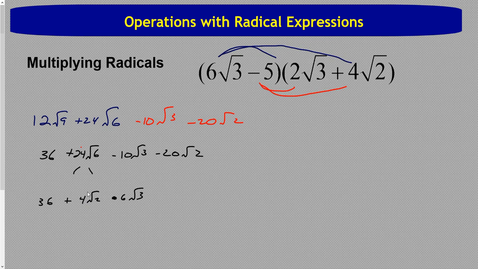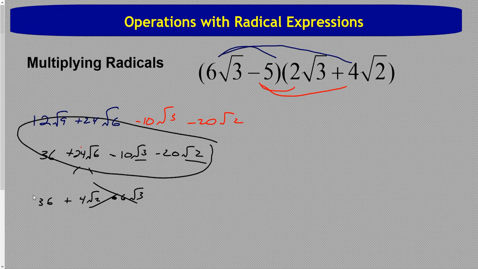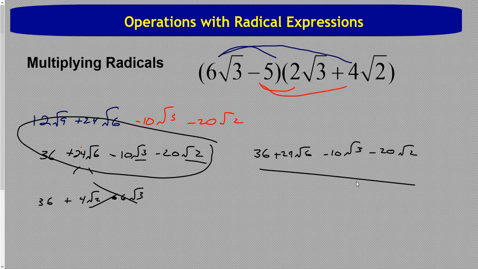And the square root of 6 could be factored as square root of 2 and square root of 3, which seems helpful because I've got square roots of 2's and square roots of 3's. But remember, we're adding and subtracting. This is multiplication. That doesn't actually help, right? That's the only way to write this. So our simplified answer is going to be 36 plus 24 root 6 minus 10 root 3 minus 20 root 2. That's going to be as simplified as we can get the product of these two expressions.